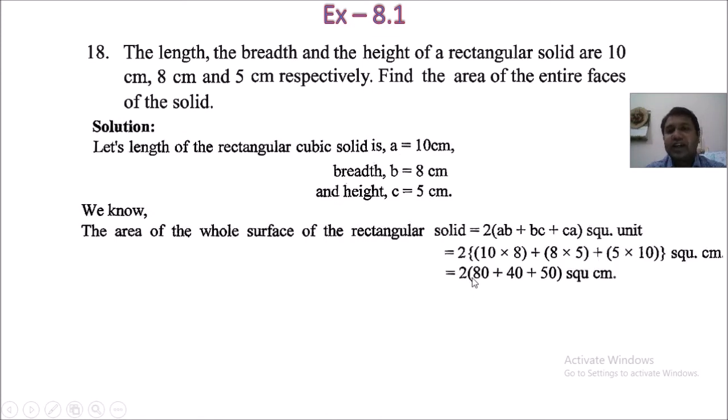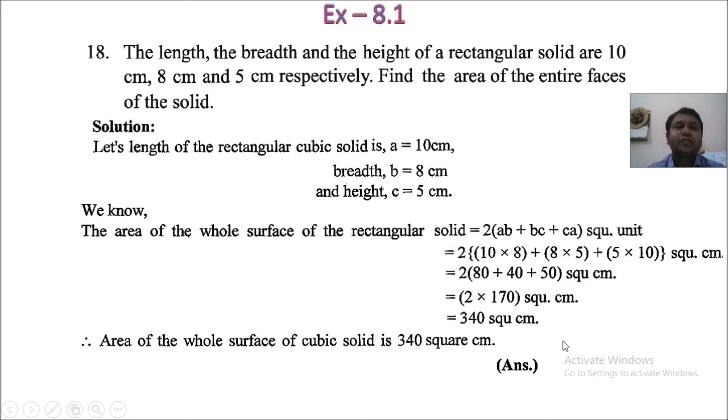So we can say, if you put the values a, b, c here, you will get 2 into 10 plus 8. You can look at here. If you multiply them, you will get 80 plus 40 plus 50. If you add them, you will get 170. So 2 into 170 equals 340 square centimeter. That is the answer to the question. So I think you understand. You have to memorize the formula. The rest of the thing is okay.